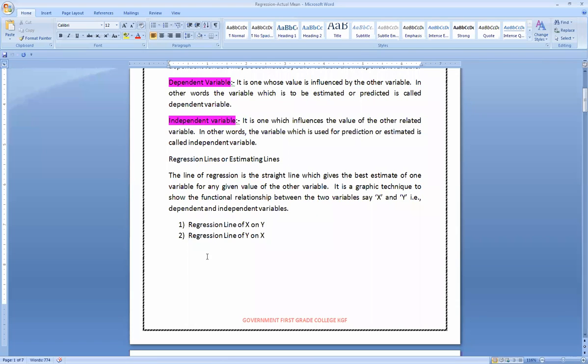Another thing is we have to calculate the regression line or the regression equation of y on x.